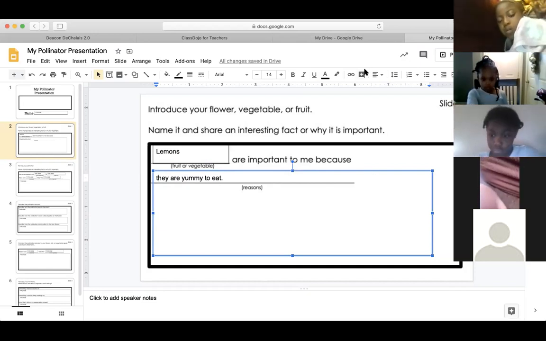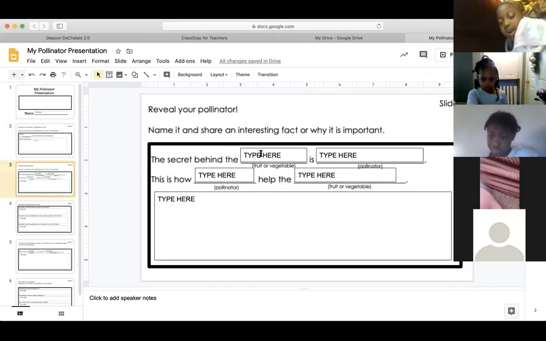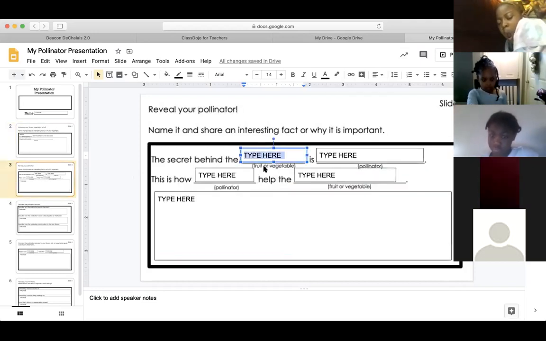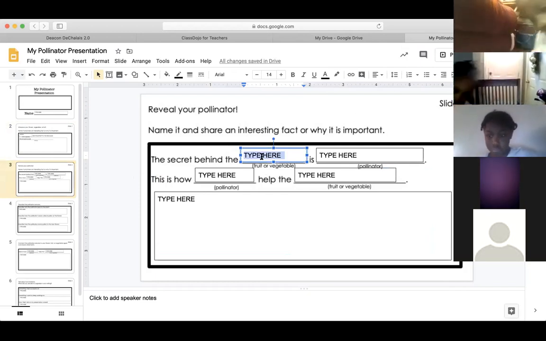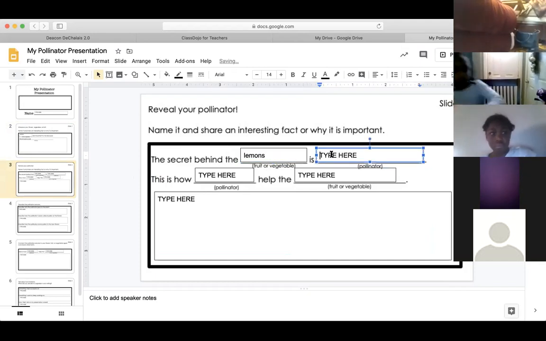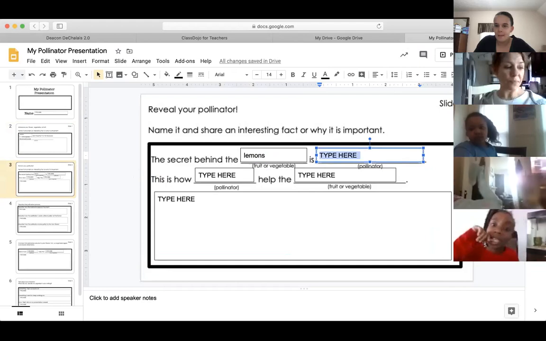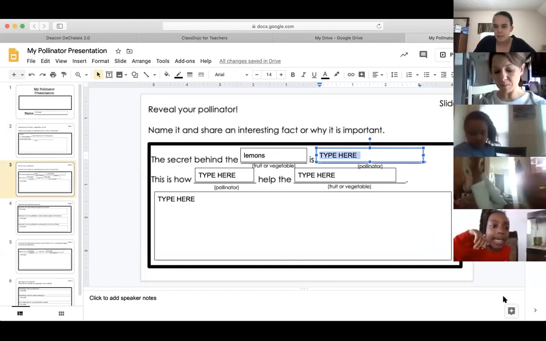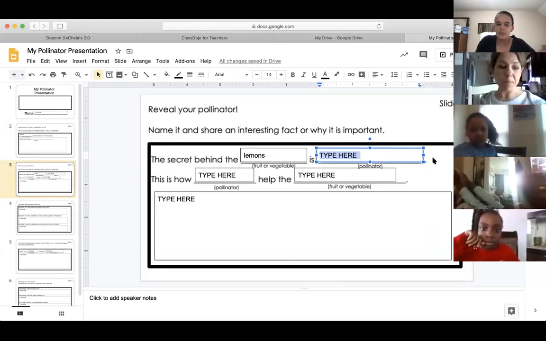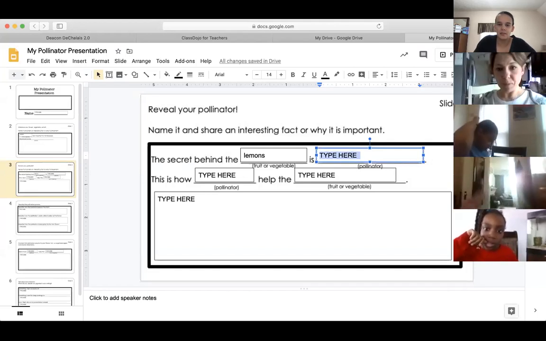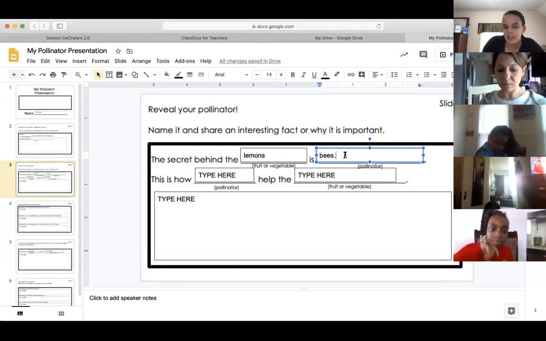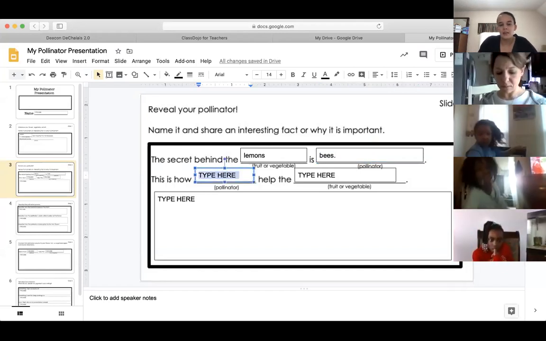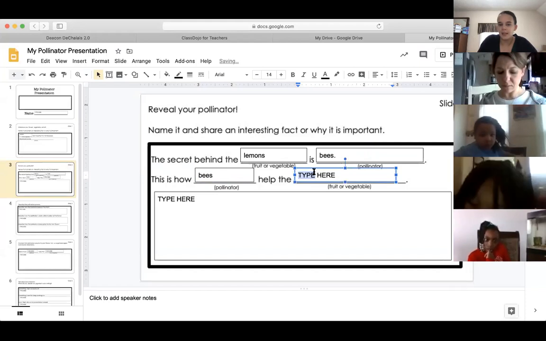Perfect. And then you're going to go to slide 2 and fill in the same thing. Here, you're going to type your fruit again. So Jamie will type, the secret behind the lemons is... Jamie, what pollinator are you going to talk about? You can talk about bees? Okay, so she's going to type bees. The secret behind the lemons is bees. This is how the bees help the lemon.